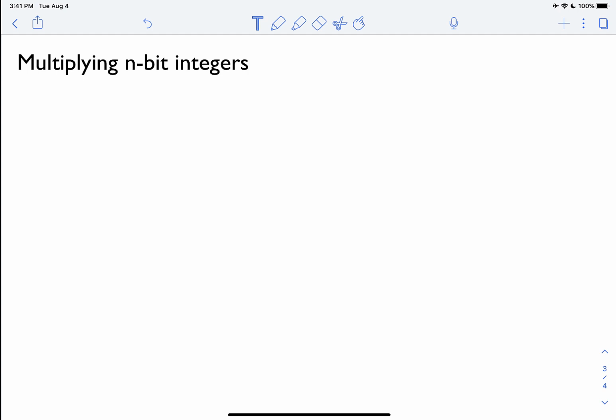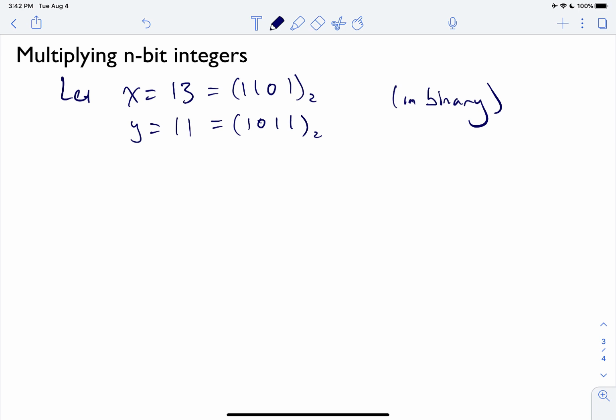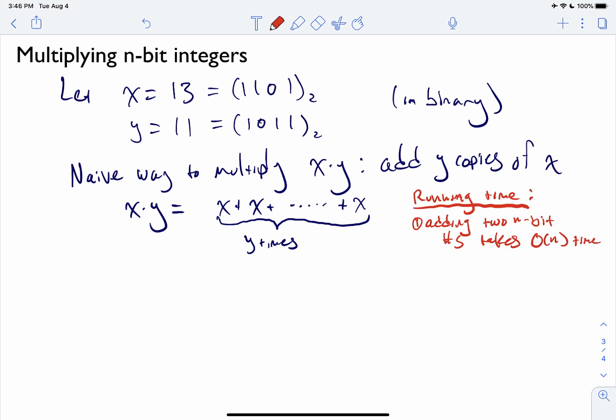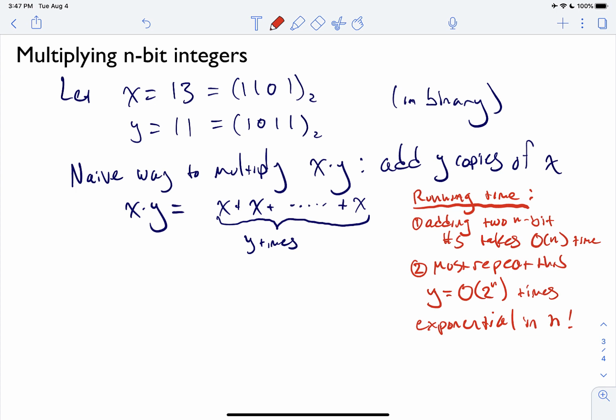Okay, now let's get back to multiplying two n-bit integers. Let's let x and y be 13 and 11 respectively, here written in binary. Perhaps the most naive way to multiply x times y is simply to add x up y many times. Let's think about the running time of this naive algorithm. The first thing you have to do is add x to itself once, and that takes O of n time. But of course, we're going to repeat that operation y many times.